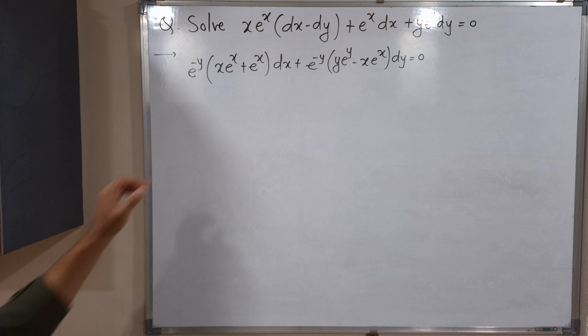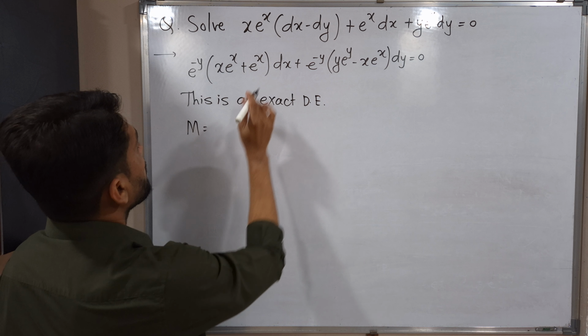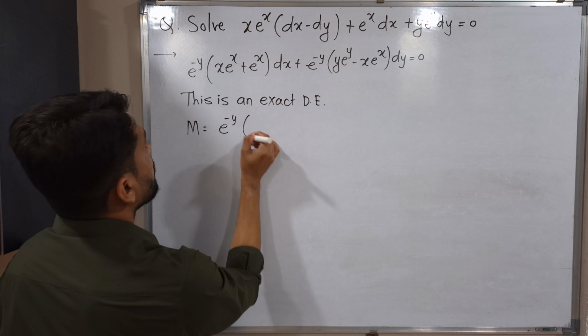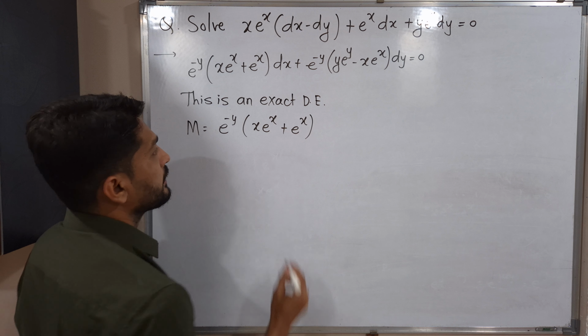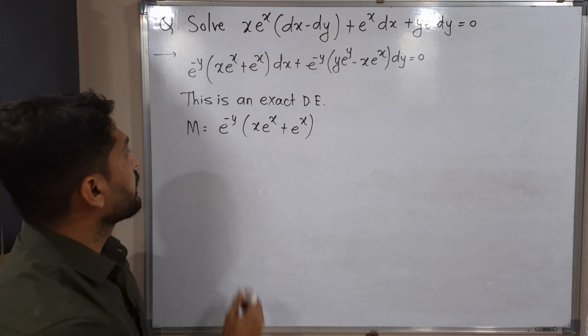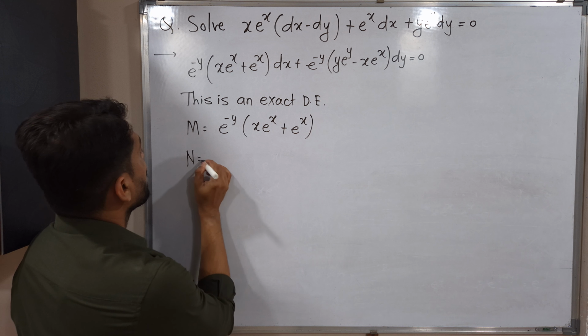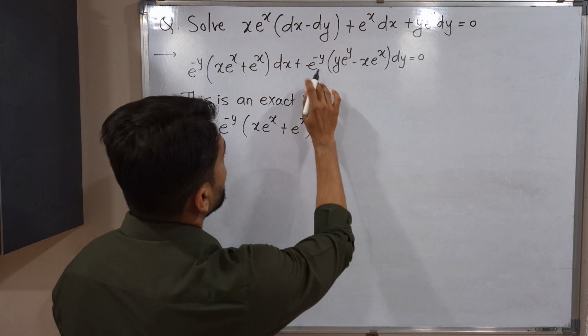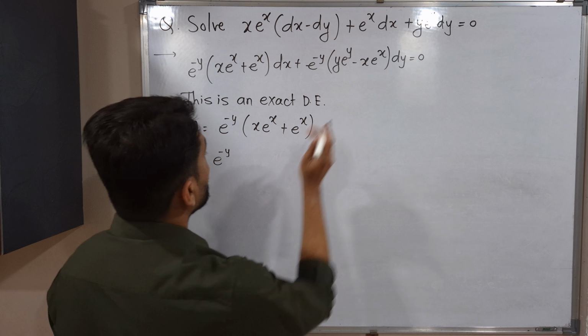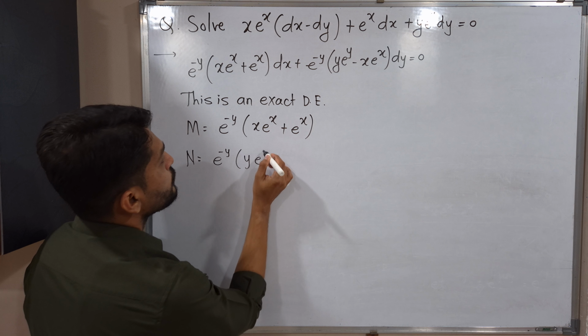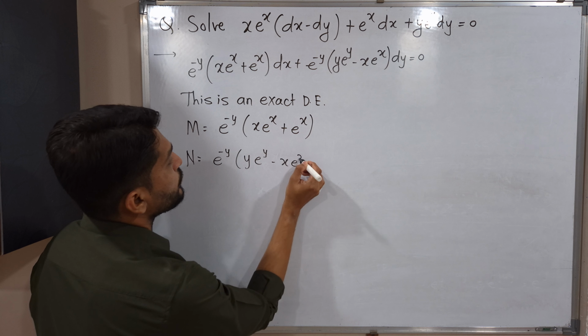Now what will I do? This is our new m. Let me note down our new m, the multiple of dx. So e raised to minus y, x e raised to x plus e raised to x, right? So this is m. N, let me write n. N is this one: e raised to minus y, the multiple of dy, right? y e raised to y minus x e raised to x.